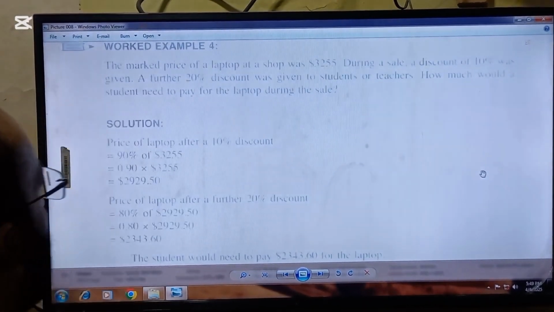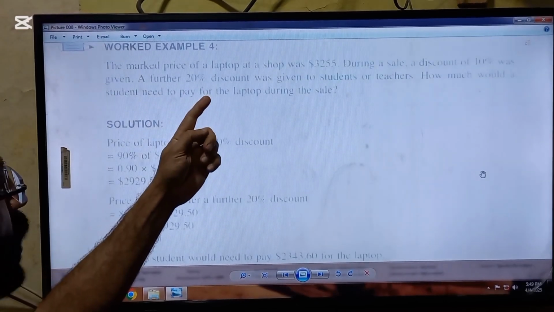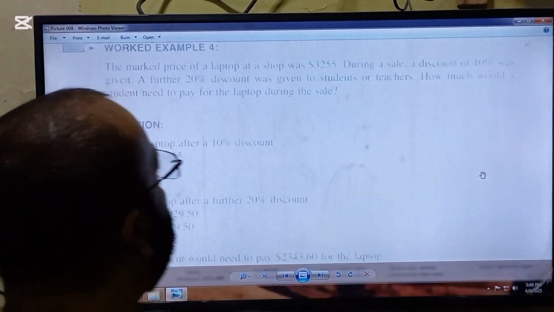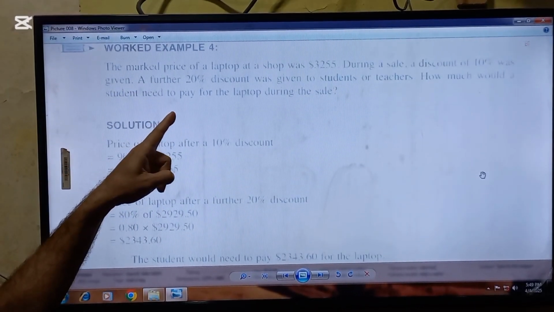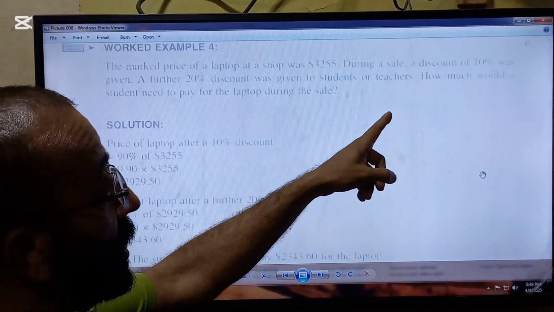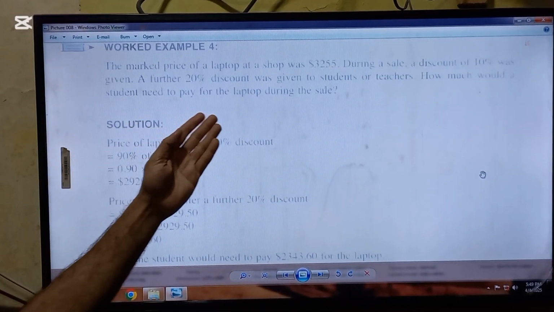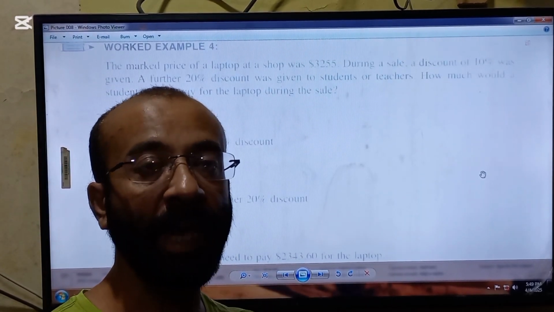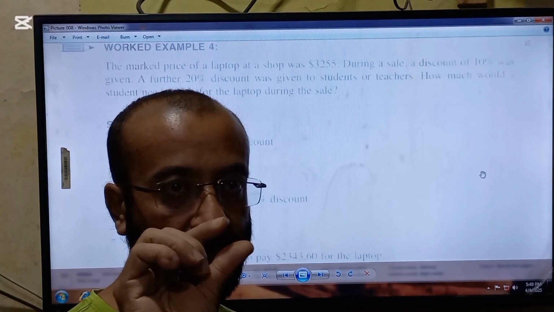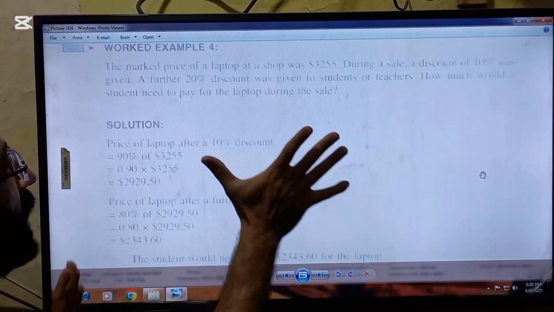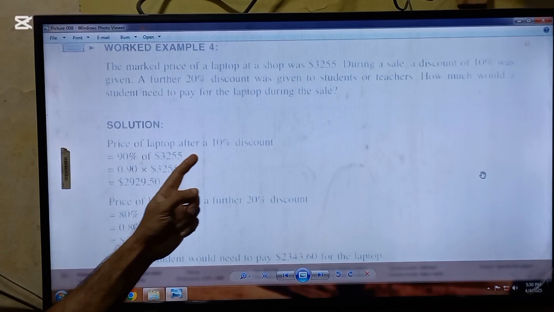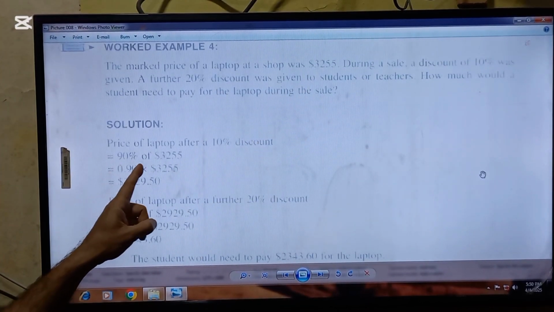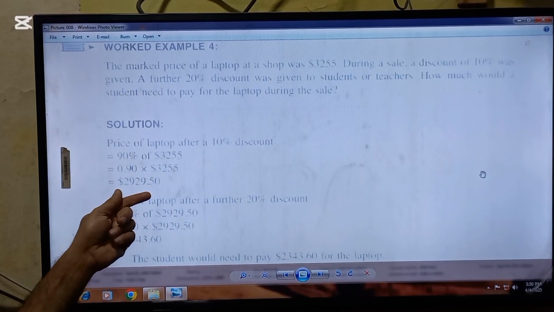Another question for explanation: the mark price of a laptop at a shop was $3,255. During a sale, a discount of 10% was given. A further 20% discount was given to the students or the teachers. How much would a student need to pay for the laptop during a sale? So the first thing required is, first we have to find the selling price after getting 10% discount, because that is actually the original discount on this. So the price of the laptop after a 10% discount should be equal to 90% of this one. So 90% of this one will give us this answer.